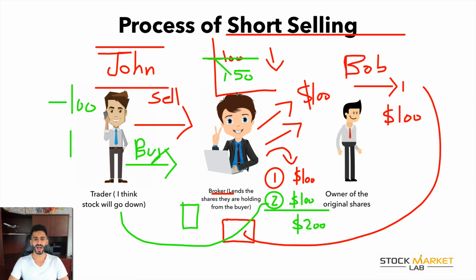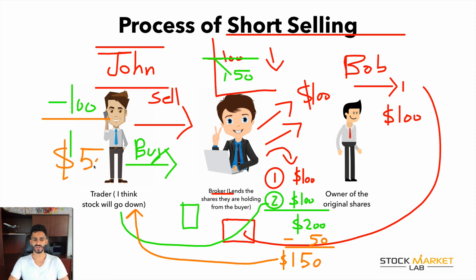So in order to buy 1 share right now, the broker needs $50. So what happens is the broker minuses $50 from the cash they have, and how much is left over? $150 is left over. So the broker takes this $150 and it goes to John. So John gets his original $100 back, and on top of that, John gets $50 profit.